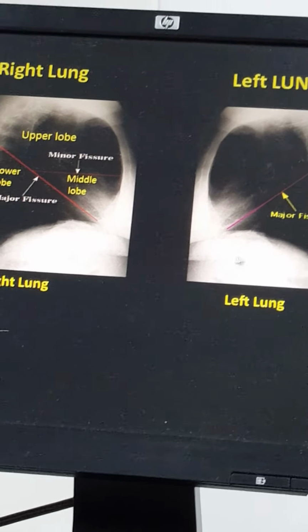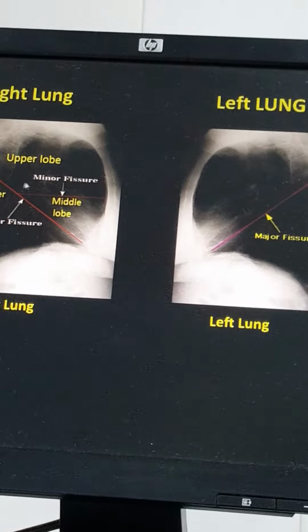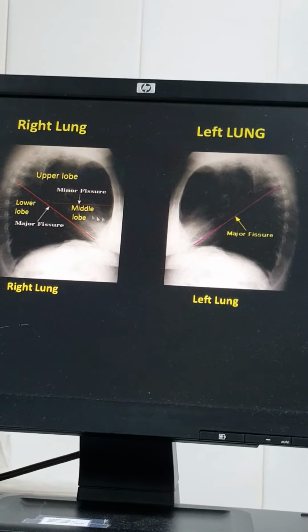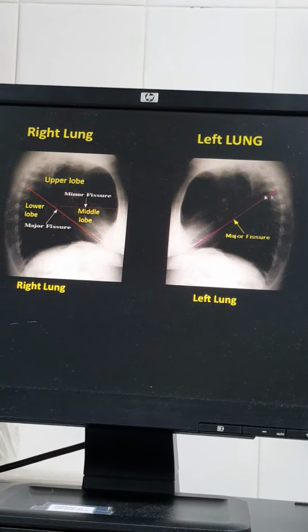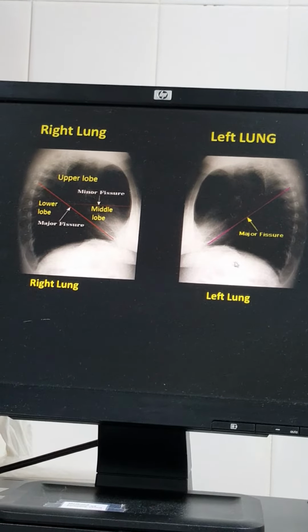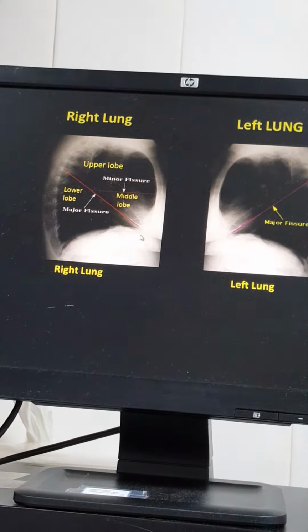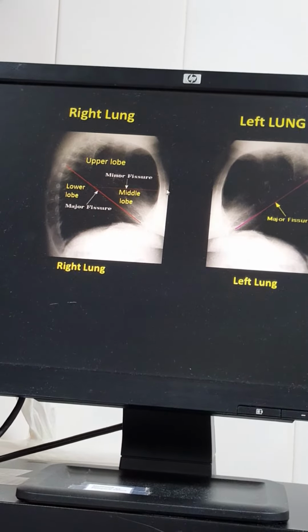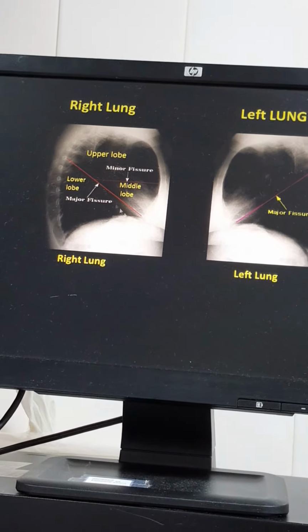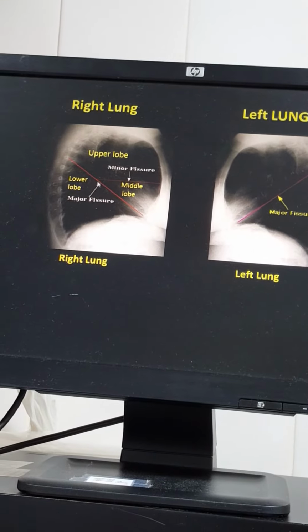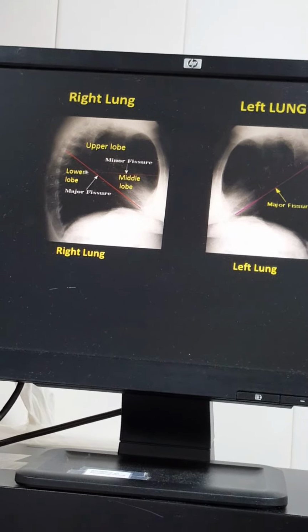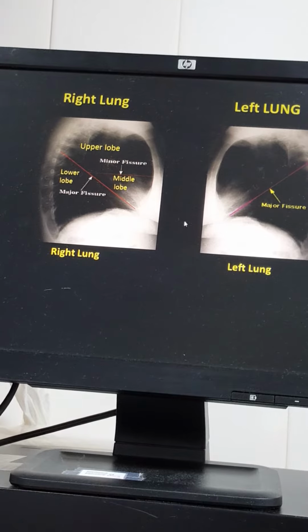Now, the anatomy of the lungs. We have 2 fissures on the right side and 1 fissure on the left side, which you all know already. We have a major fissure and a minor fissure. The major fissure is called the oblique fissure because it lies obliquely. The minor fissure is the horizontal fissure because it lies horizontally.